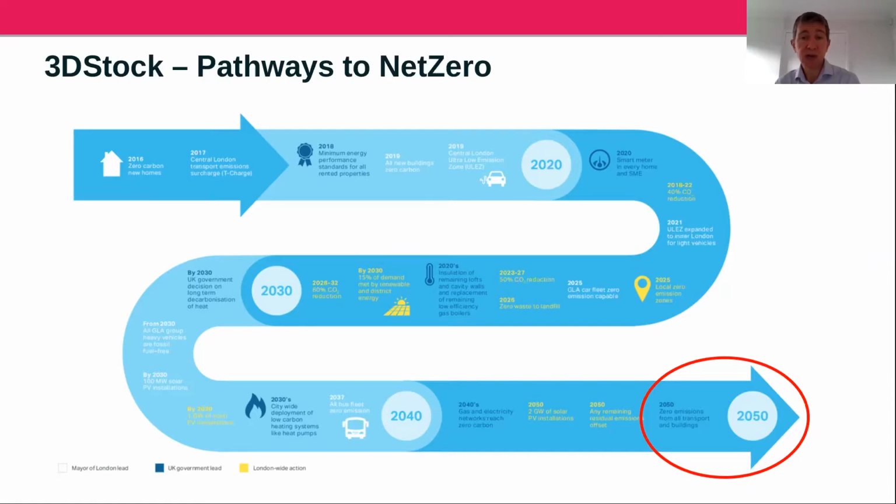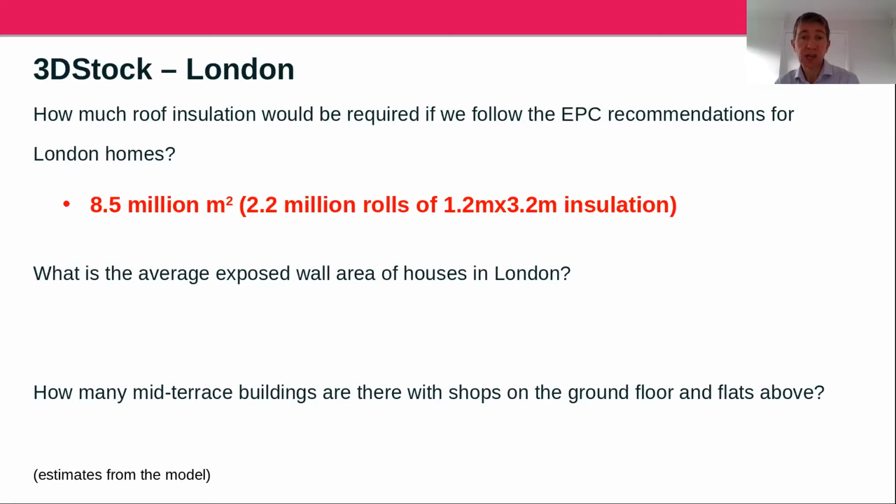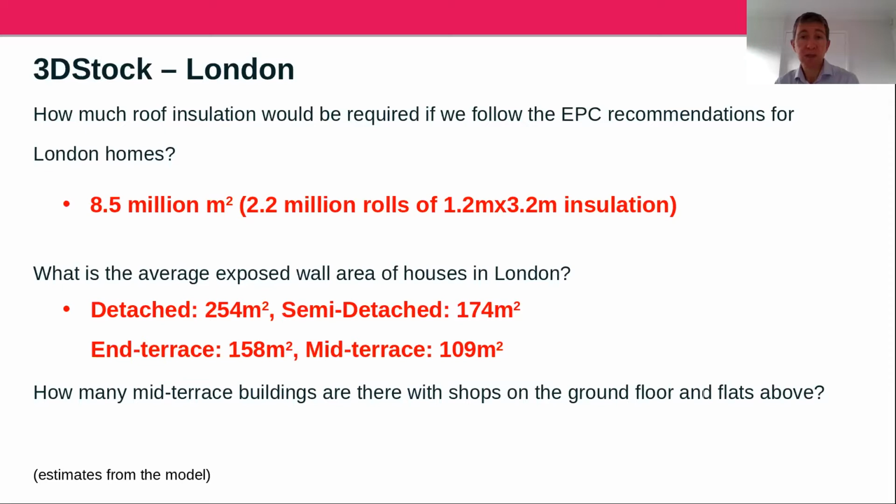And when we break this down into what I think of as questions that shovel-ready projects might ask, then some of the queries we run are actually very simple, but pretty essential questions to ask. Questions like, how much roof insulation is required if the EPC recommendations are followed for all homes? Or what is the average exposed wall area per house type? Or how many buildings have flats above shops? You need to be able to measure these things if you want to improve them.